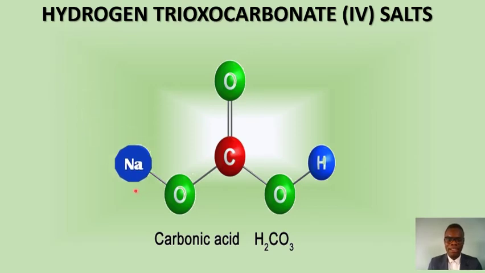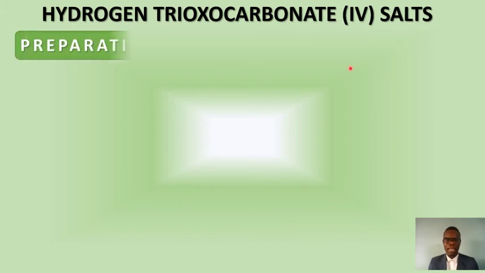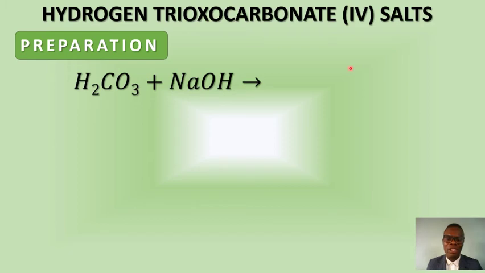Let's assume the metal is sodium. When it replaces the hydrogen, what it is going to form is sodium hydrogen trioxocarbonate 4 salt. Now, how is this salt prepared in the lab? It is prepared by reacting the acid with a substance that contains a metal, like sodium hydroxide. So we have something like this. Preparation of hydrogen trioxocarbonate 4: it is prepared by reacting the acid with a substance containing a metal like sodium hydroxide.